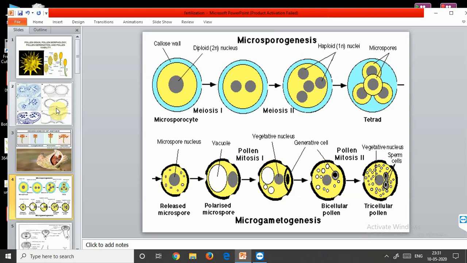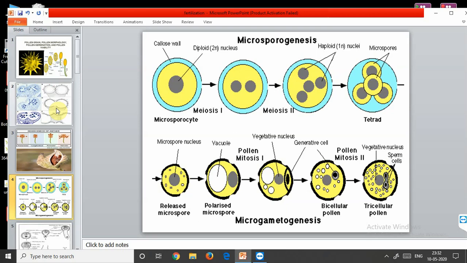Now pollen grains come in bicelled and binucleated condition. Now we all know that bicelled means two cells have been formed, one larger, one smaller, and two nuclei have also been formed, one smaller and one larger. This is the bicelled as well as the binucleated condition. So in angiosperms, pollination of the pollen grains takes place in the bicelled and binucleate condition.